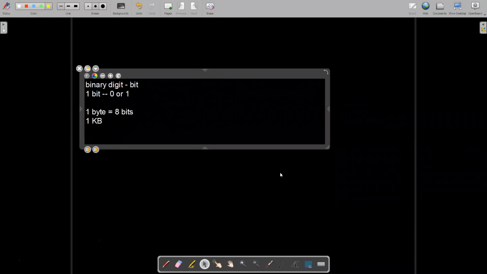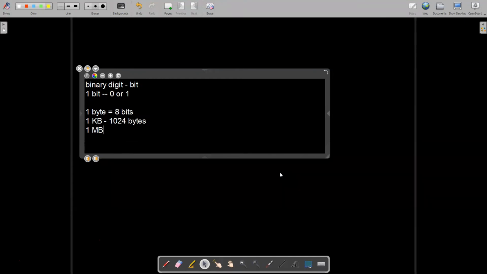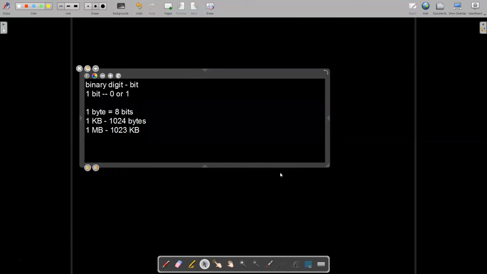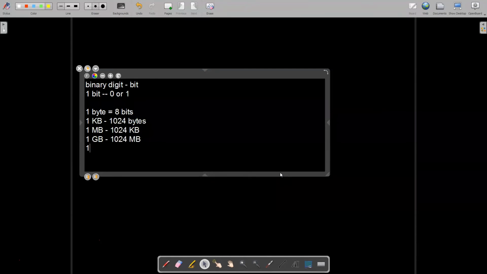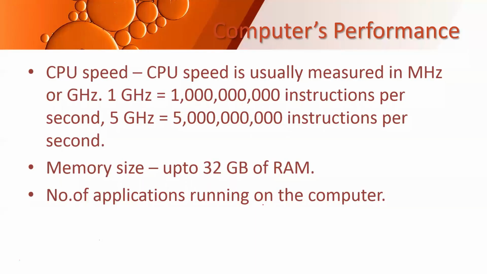Now 1 KB, 1 kilobyte would be what? Around 1024 bytes. 1 MB will be 1024 KB, kilobytes. 1 GB will be 1024 MB. 1 terabyte will be 1024 gigabytes. Understood? So you can understand now how it goes on increasing, right? So 32 GB of RAM in itself is a lot.